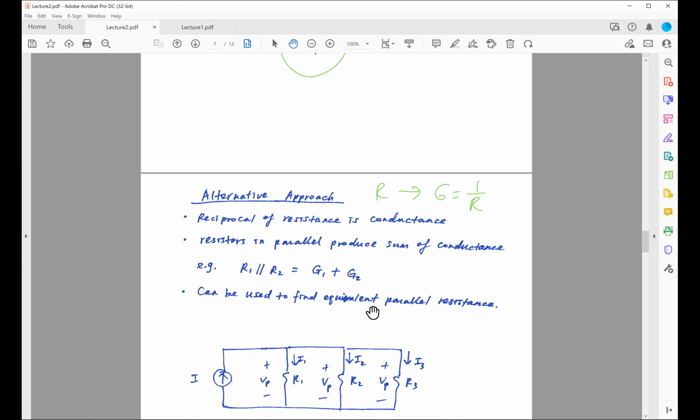And this can be used to find equivalent parallel resistance. Instead of using resistance, I'm going to first convert to conductance and then convert it back to resistance again. The reason, intuitively, is that instead of having to deal with this parallel sign, perhaps it's a lot easier if I can use a simple summation. And this is what I'm going to show you next.